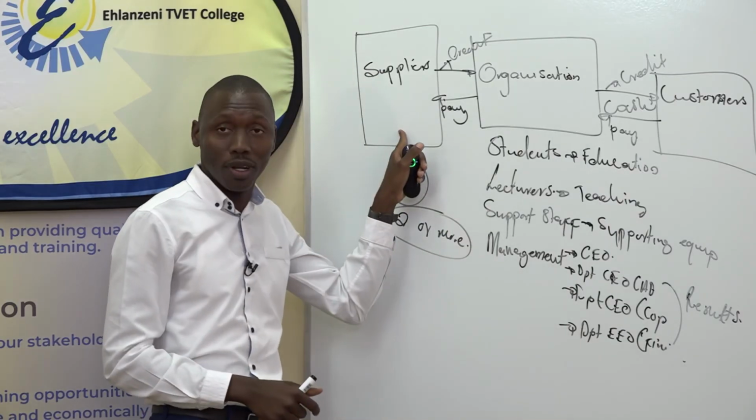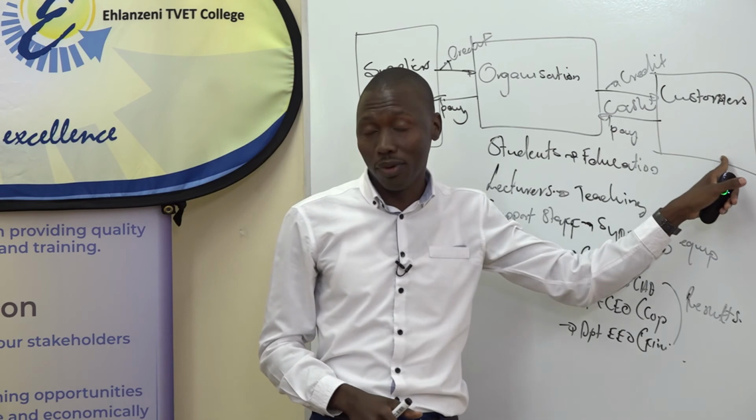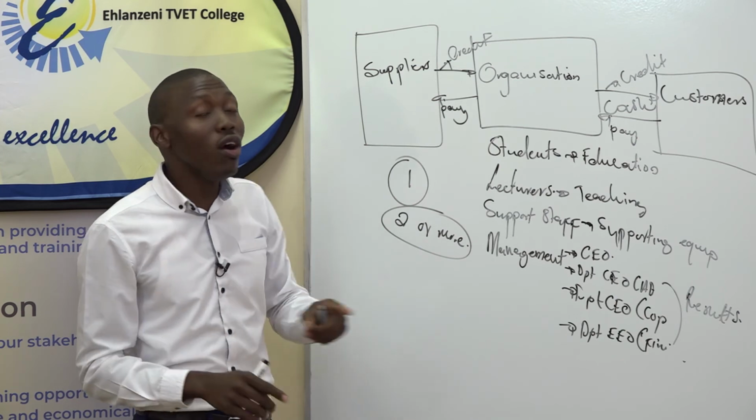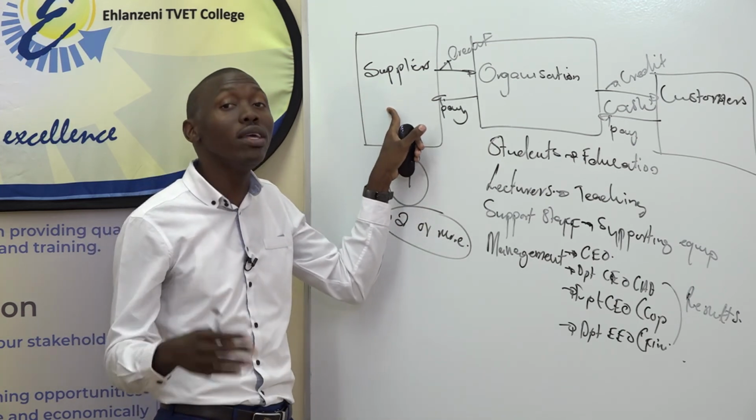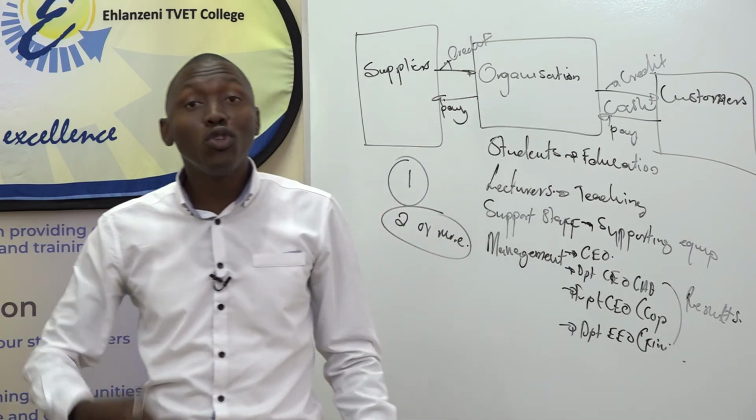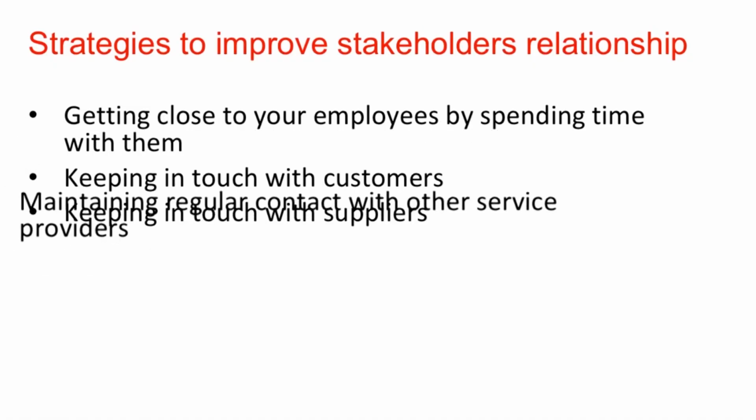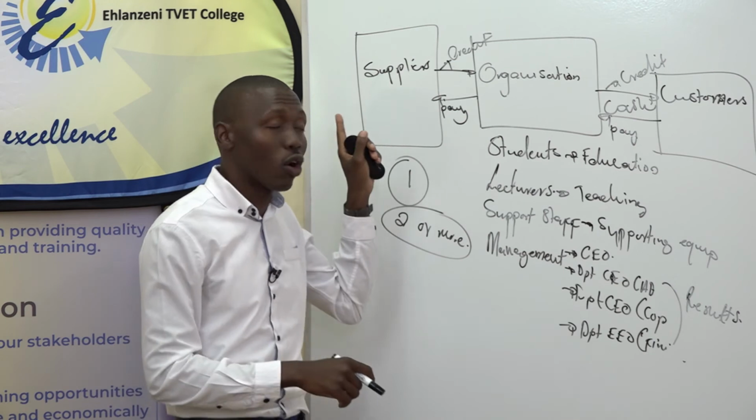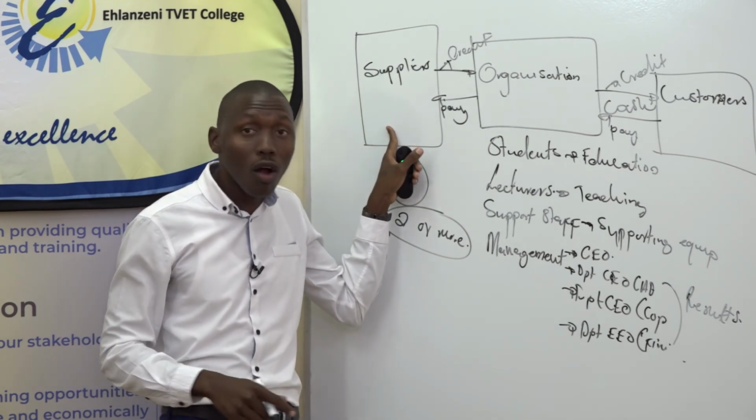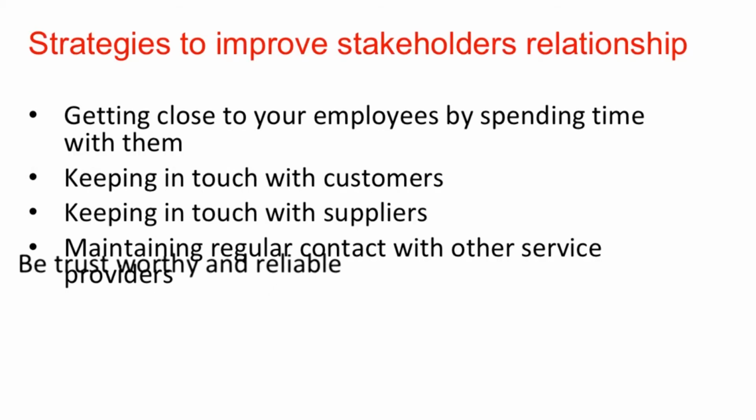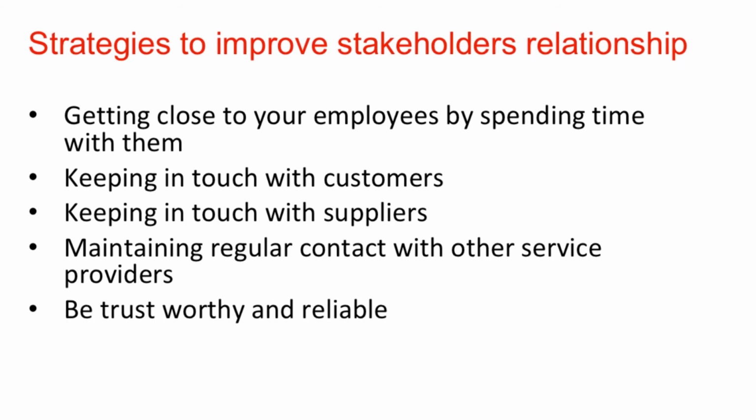Remember, without these people, it's not easy for us to satisfy these people. Then we need to keep in touch with them. And we are not gonna only keep in touch with these people whom we always have contact with. Keep in touch with other suppliers whom tomorrow you can contact and get a product. Maintain regular contact with other service providers. I said, when we keep in touch with suppliers, we're not gonna concentrate on this one supplier. Also look at other suppliers who can provide you with the product that you want to provide. And be trustworthy and reliable.